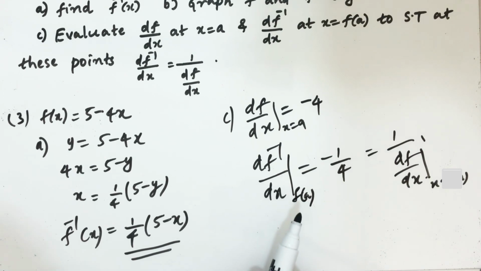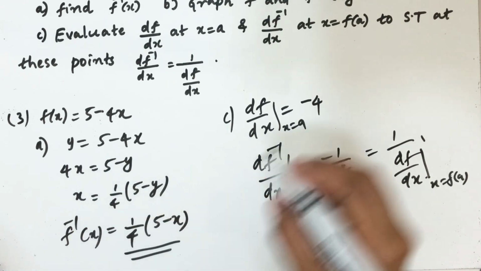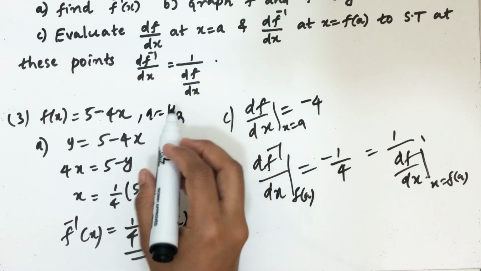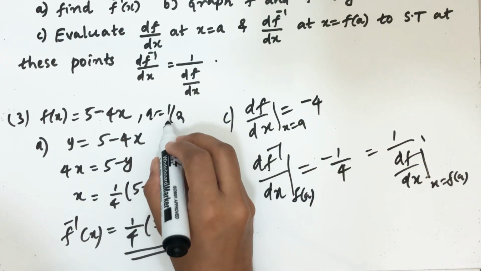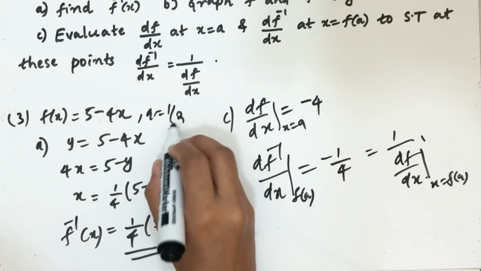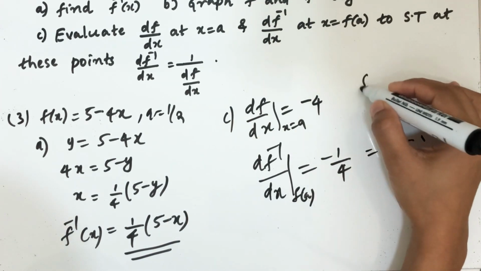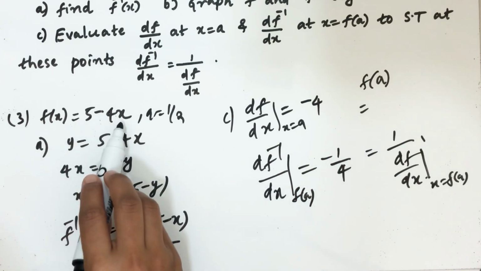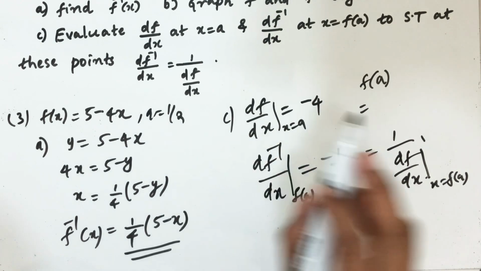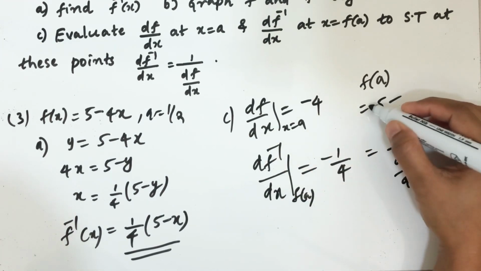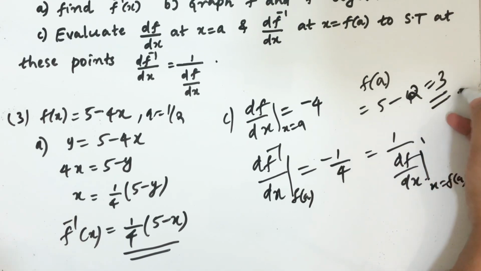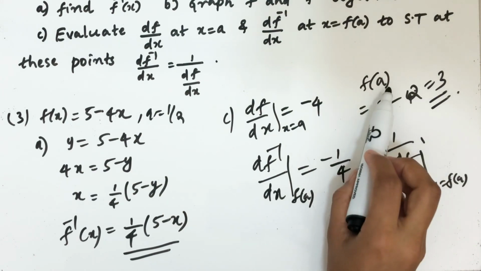How to find f of a? See here, for example, I will show. Here a equal to 1 by 2 is given in the question, but we have not used it here. A equal to 1 by 2 given. So what will be f of a? F of a is 5 minus 4x at x is equal to 1 by 2. That is 5 minus 4 into 1 by 2. That is 4 by 2 is 2. That is equal to 3. Like that you can find f of a.